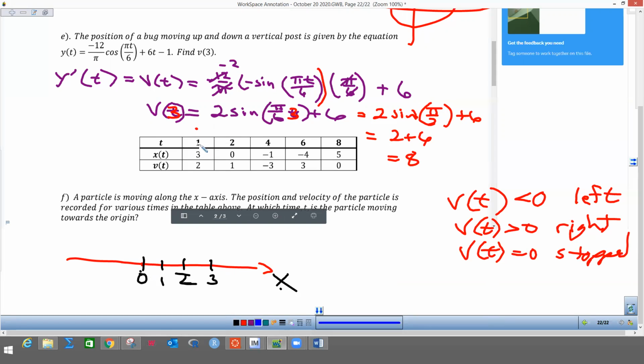So what this tells me is at time 1, the object is at 3. So we're starting right here is where the object is. Then at time 2, in 2 seconds, the object's at 0. So if the object is here at 3, and it goes to 0 at 2, that means the object's moving left. Okay, then it says at time 4, the object is going to be at -1. At time 6, the object is at -4.